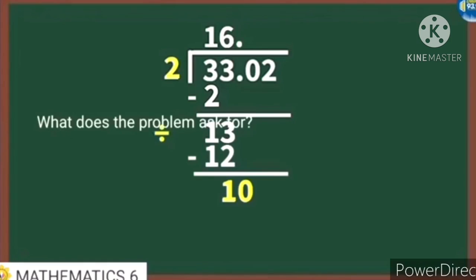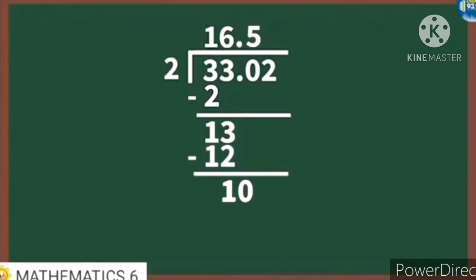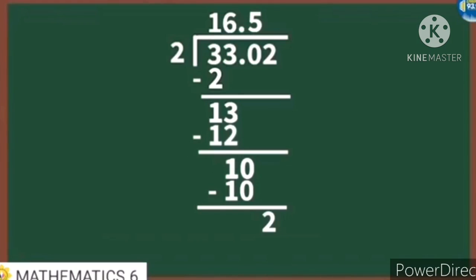Then divide 10 by our divisor 2 and it gives us 5. Then multiply our partial quotient 5 by the divisor 2. The answer is 10. Next, we subtract 10 minus 10. Yes, equals 0. We still have the last digit, which is 2. Then bring it down. Then divide our dividend 2 by our divisor 2. Then it gives us 1.